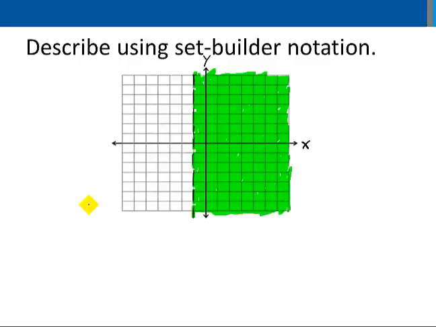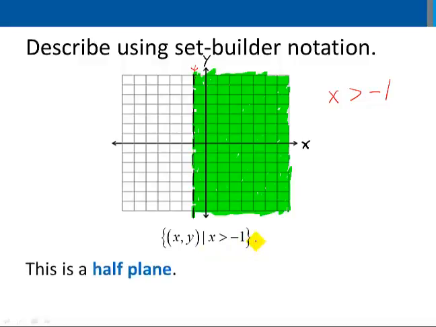For this last example, let's look at a graph that has been sketched and determine a formula that describes the shaded area. If we choose a point in the shaded area, we can see that it must have an x-coordinate greater than or equal to -1, as indicated by the dashed line x equals -1. There are no restrictions on y-coordinates, so we can choose any ordered pair (x, y) as long as x is greater than -1. Our relation is defined as a set of ordered pairs (x, y) such that x is greater than -1. This is the graph of a half plane.